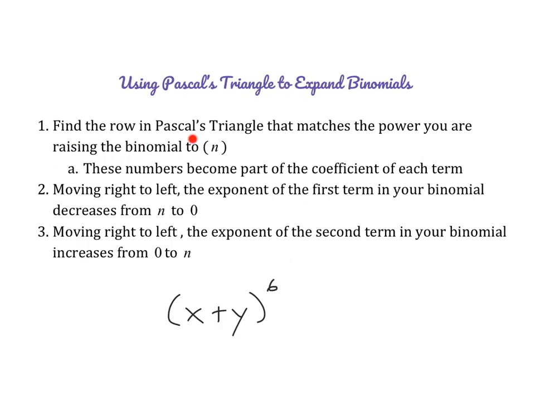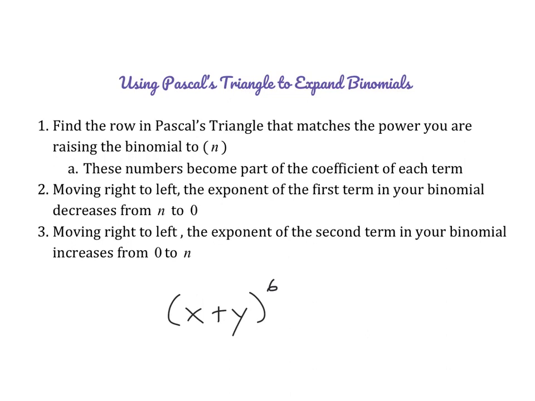First, you find the row in Pascal's Triangle that matches the power you're raising the binomial to, which we'll call n. So if I was using this, I would use the numbers in row 6 of Pascal's Triangle. These numbers are going to become part of the coefficient of each term, so I actually list them out, and you leave some space in between.